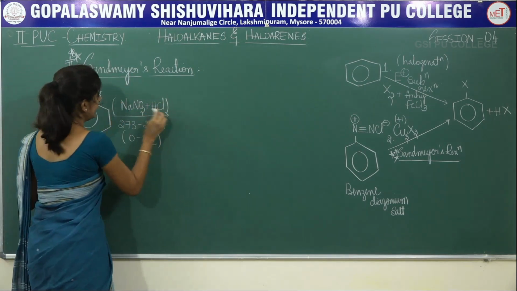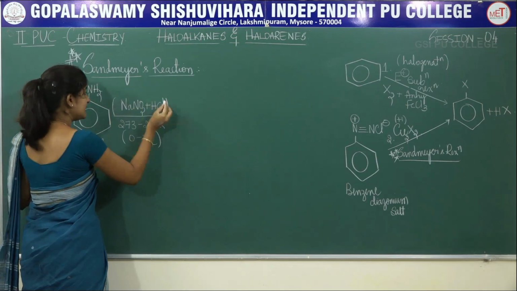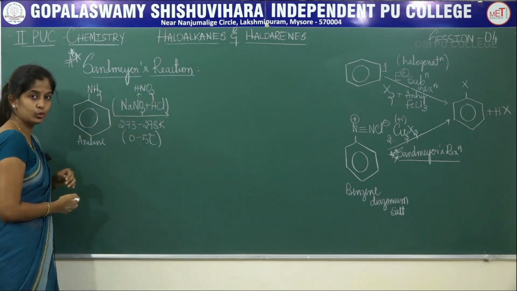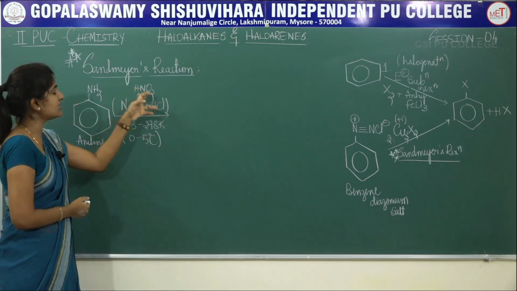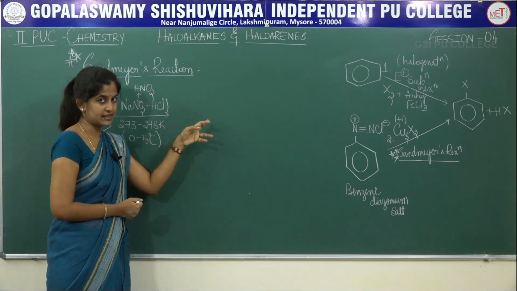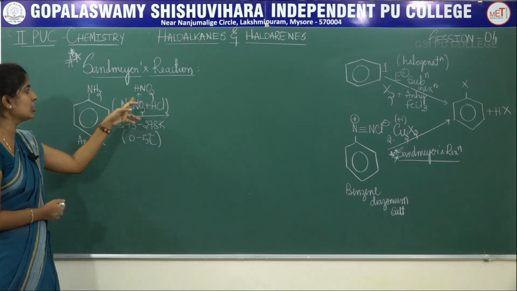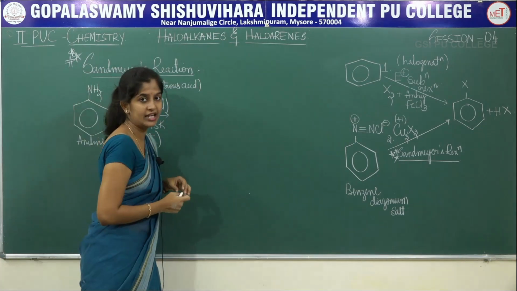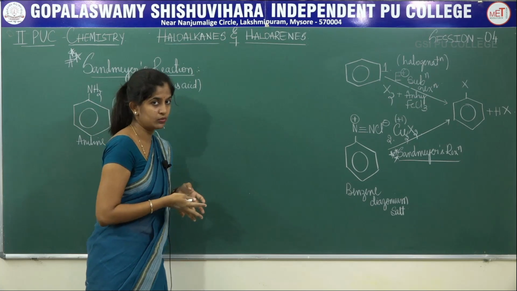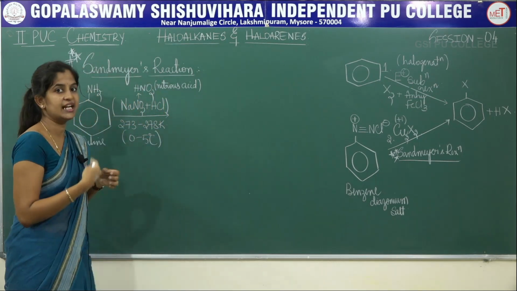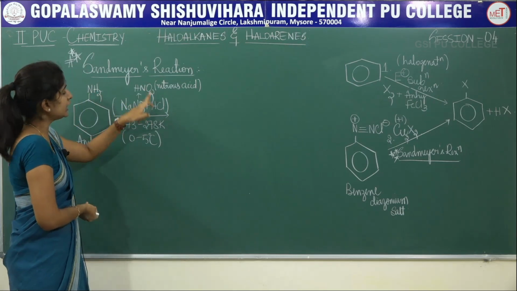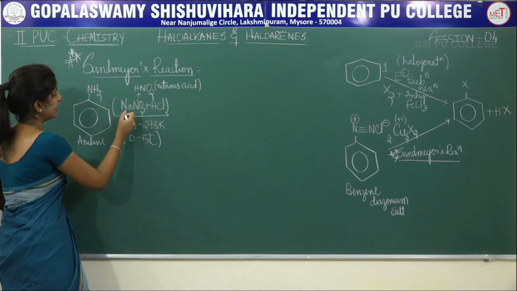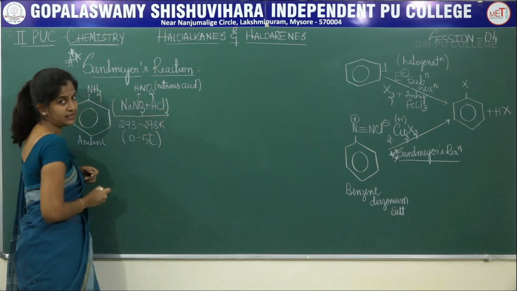Remember, you have to add NaNO2 plus HCl. This reacts to give you HNO2. What is this HNO2? It is nitrous acid. Nitrous acid is not stable like your nitric acid. Hence, here you are preparing your nitrous acid in situ. I think you know the word. What do you mean by in situ? You are preparing a reagent inside the reaction mixture itself. That is, you are preparing HNO2 inside the reaction mixture itself by reacting NaNO2 plus HCl.